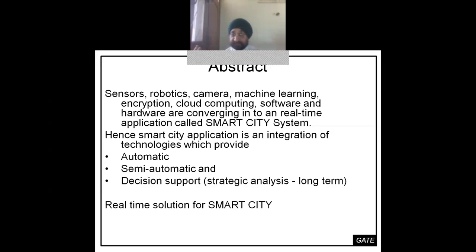And then you have the software and the hardware and the convergence of these technologies, the integration of these technologies together, we call it an application for smart city system. It will make a smart city. And then the output of these integration, what will be the output of these three integration? The output will be some automatic decisions.